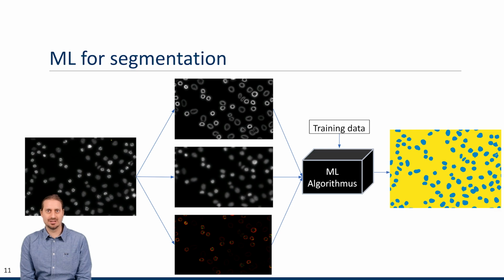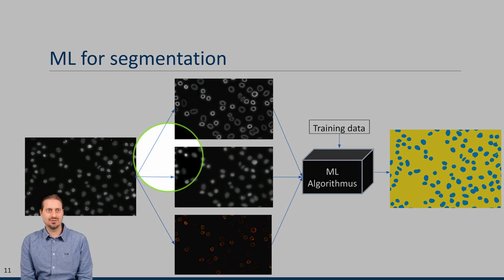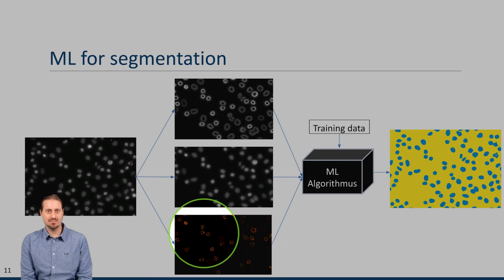On a high level, this would look like this. We start from our image, and then we compute features for this image. These features are the inputs to our machine learning algorithm. In particular, these are filters we compute for the image. One filter could be something that highlights the edges, one filter that smoothes the image, and one filter something that highlights different aspects of the texture.